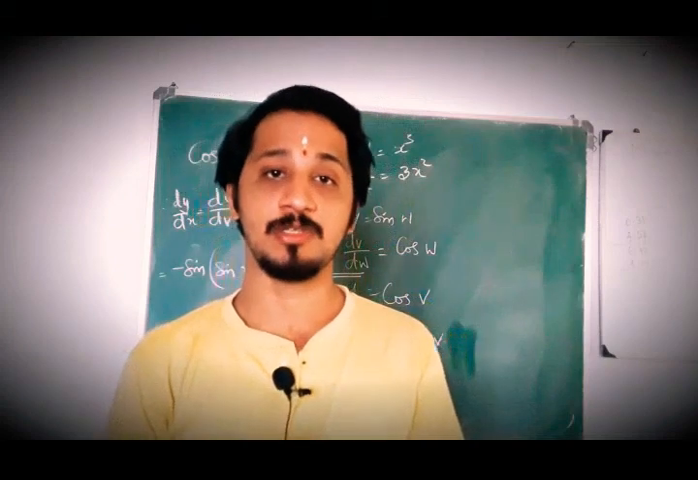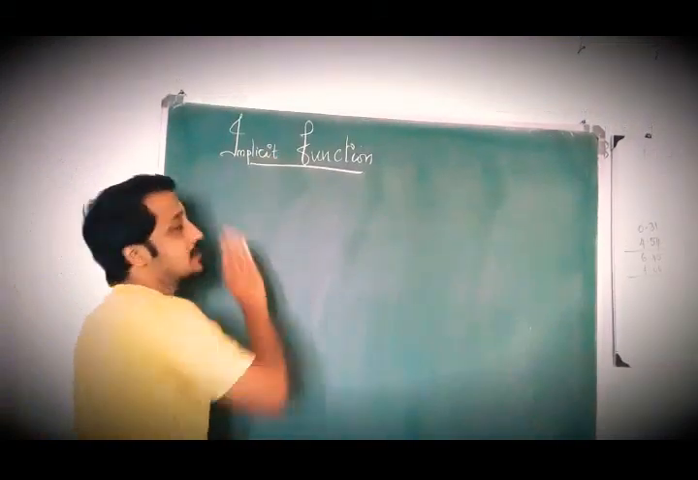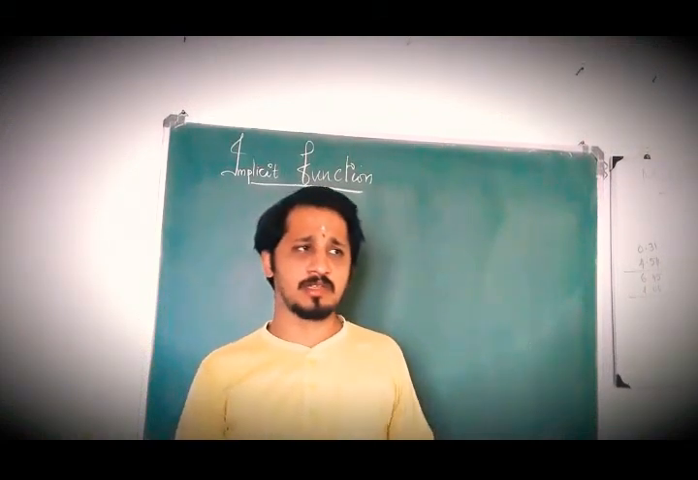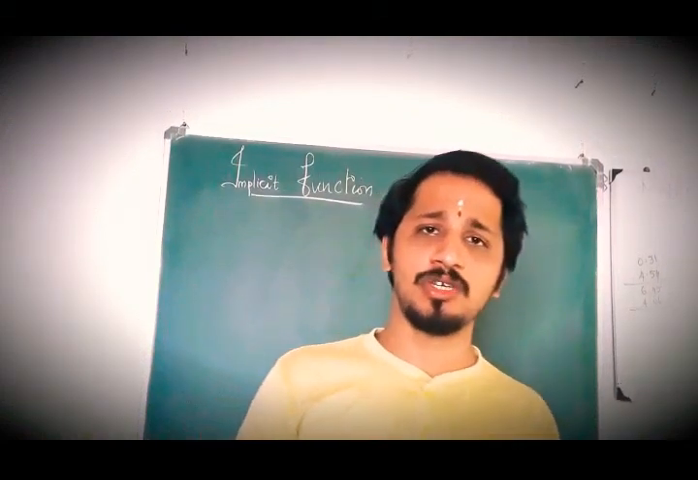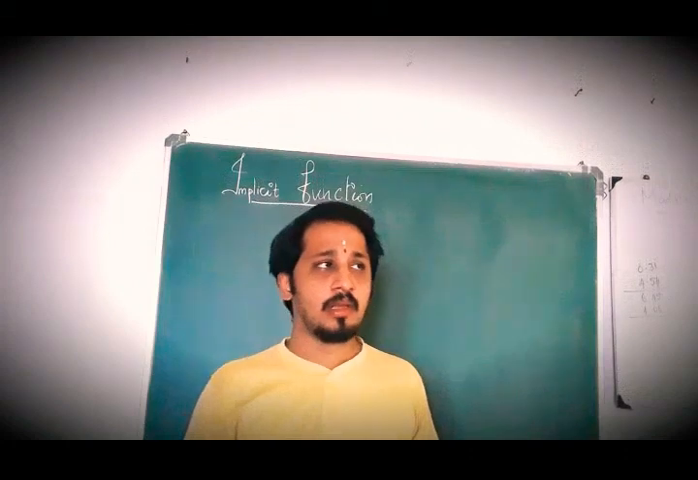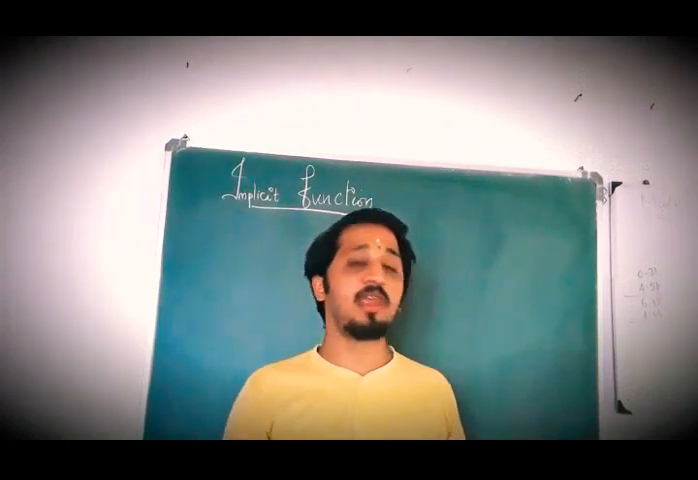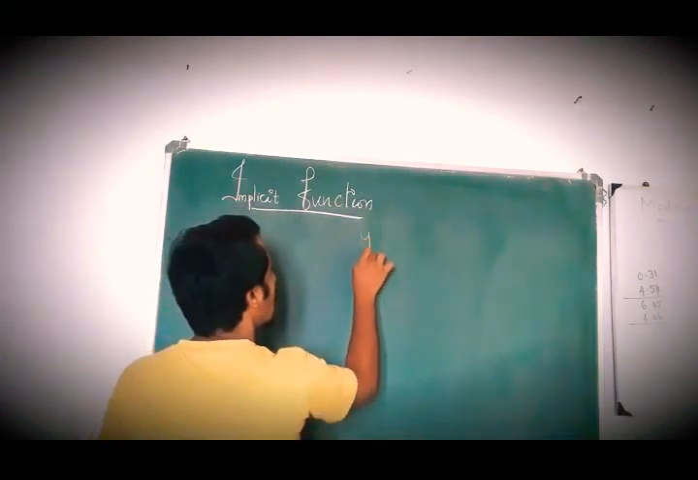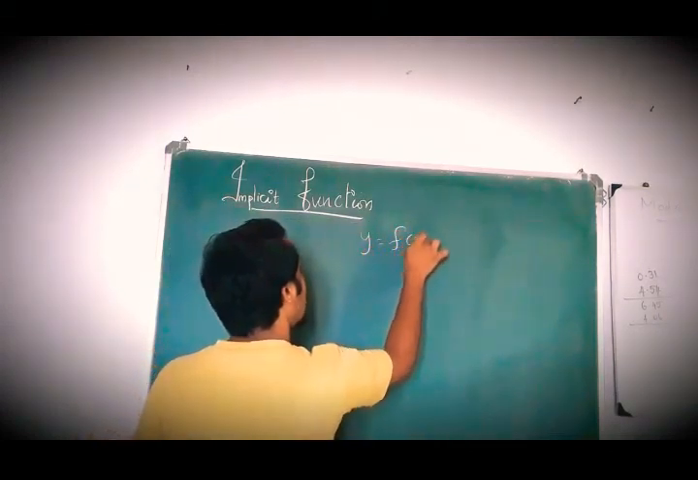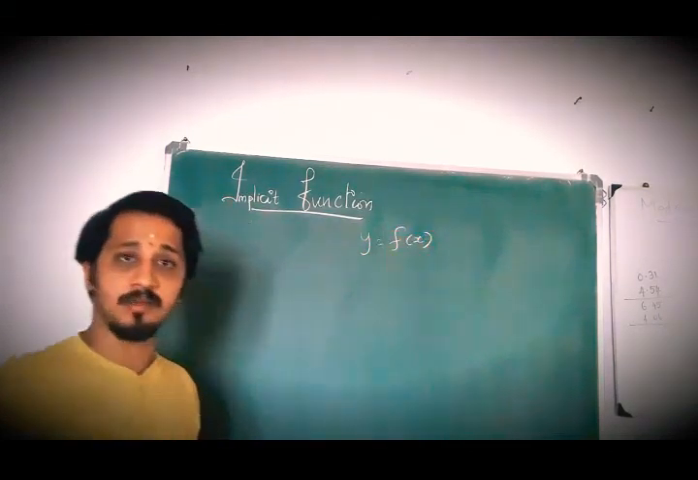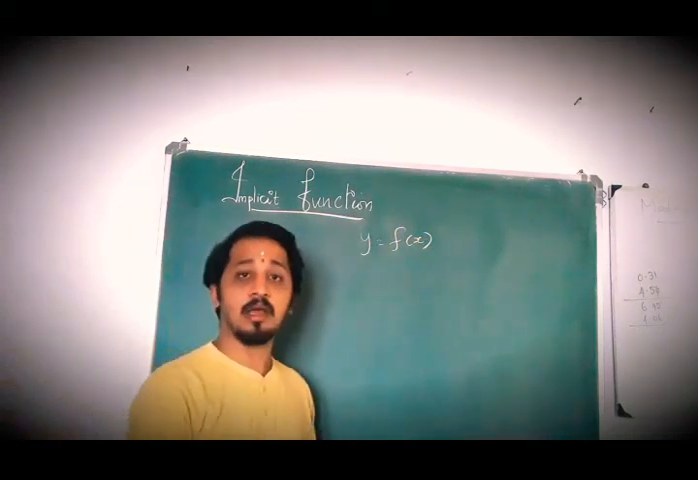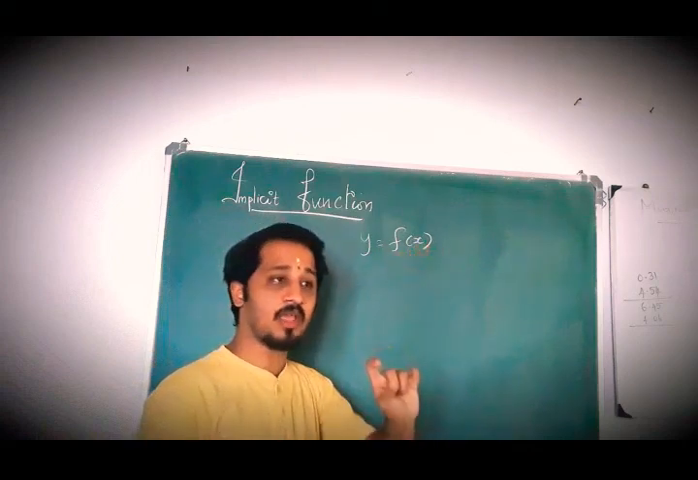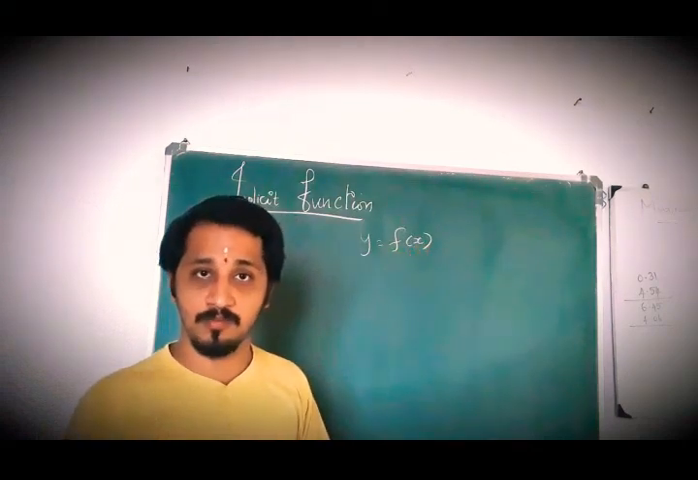Let us move on to this episode. So in this episode we are going to discuss implicit function. So far we have discussed function of a function rule or chain rule. In that section we have seen y is equal to f of x, that means y is equal to some function in terms of x. We discussed in the previous episode the function in terms of x.